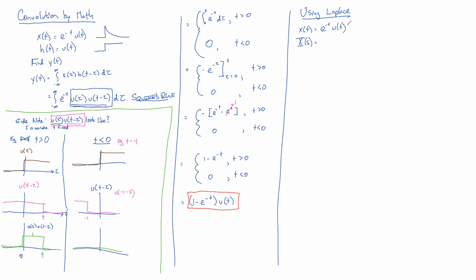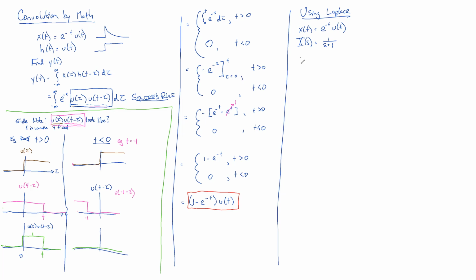So what's the transform of this? S, 1 over S. If it was just a u of t, it's 1 over s, but if it's times e to the minus t, it's s plus 1. That's it.